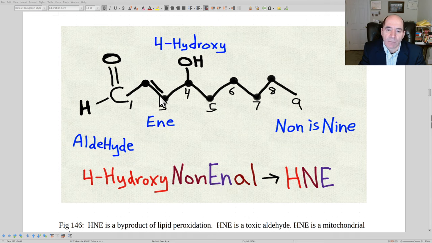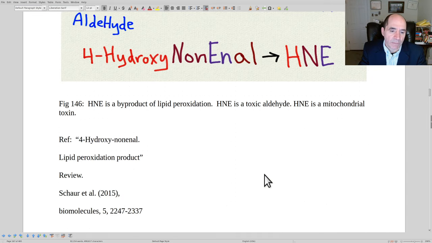Ene means a double bond. Here's a double bond in it. Al means aldehyde, meaning there's just a hydrogen attached to the carbonyl carbon. Okay, and this is hydroxynonenal, usually abbreviated HNE. It's a very toxic aldehyde, does a lot of destruction, and it's produced by lipid peroxidation. So that's another reason why I say keep your fats low, and wait till we get to Tetsumori Yamashima's work.